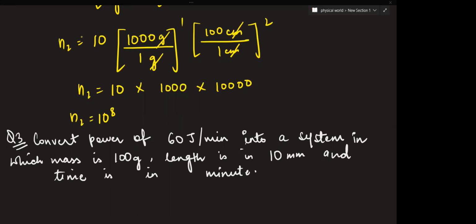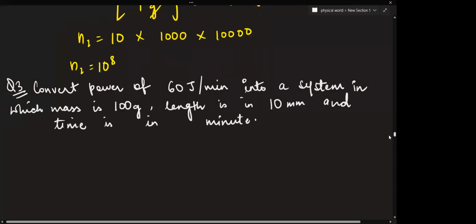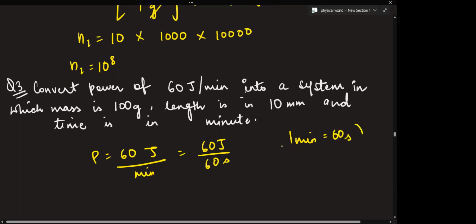See what this question says. It says you have to convert power of 60 joules per minute. See, 60 joules per minute is not the SI unit. Joules per second is the SI unit of power. So first convert power into SI unit, then only start the question. Power is what? 60 joules for 1 minute, means per minute. So it will be 60 joules by 60 seconds. 1 minute is what? 1 minute is equal to 60 seconds. So that's why 1 minute, you can write it as 60 seconds. It means power is what? 1 joules per second. Now you have the power.